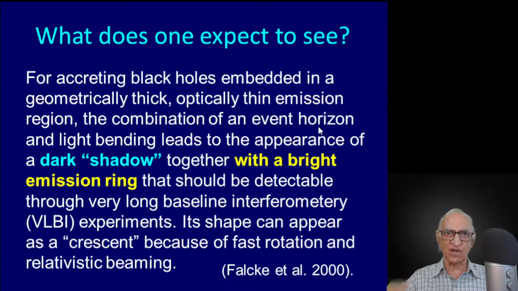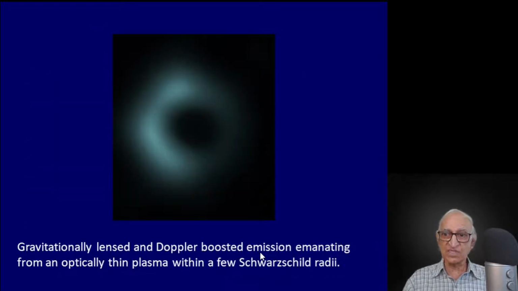The combination of an event horizon at the center and light bending leads to the appearance of a dark shadow, as we have just seen, together with a bright emission ring. So they said there will be an emission ring. At the center of it, there will be no emission. That's because there is a shadow. It should be detectable by very long baseline interferometry experiment. Its shape may appear as a crescent, not as a uniformly bright ring. It might appear as a crescent, meaning in some places you don't see the ring at all. In other places you see the ring and it's very bright. And this crescent-shaped ring may be because of very rapid rotation and relativistic beaming, which results in Doppler boosting of intensities. So this is what they said in their paper.